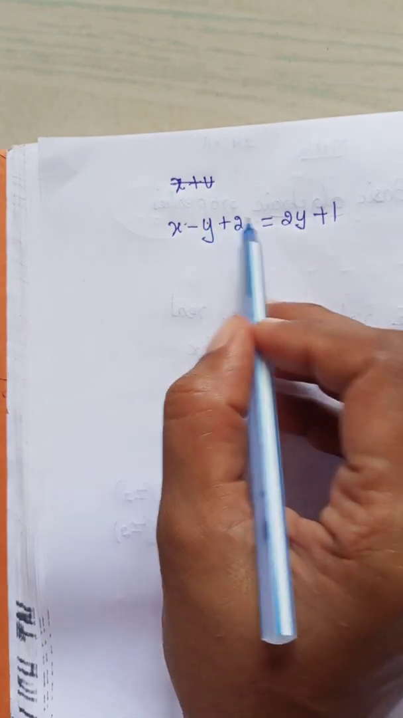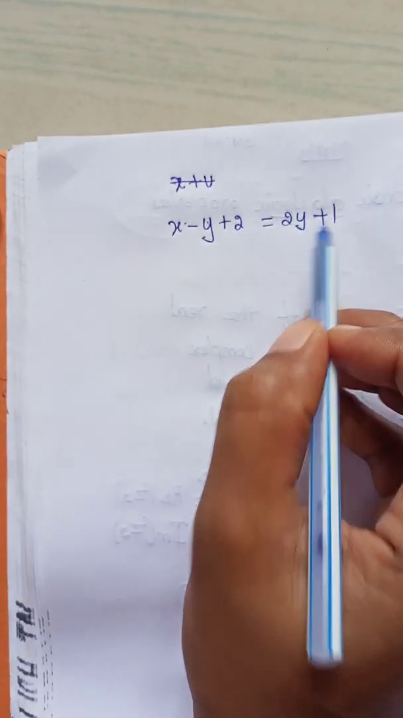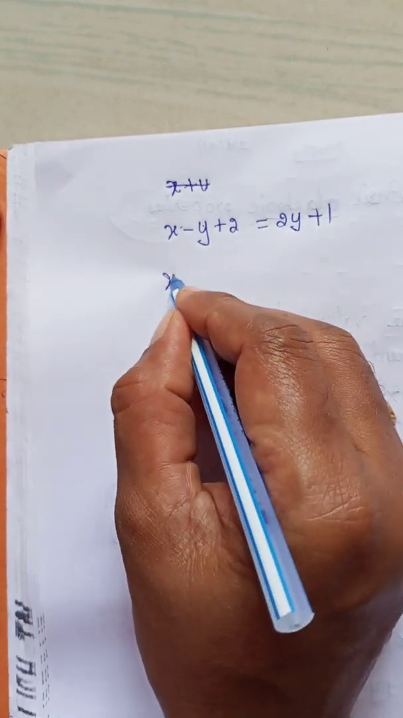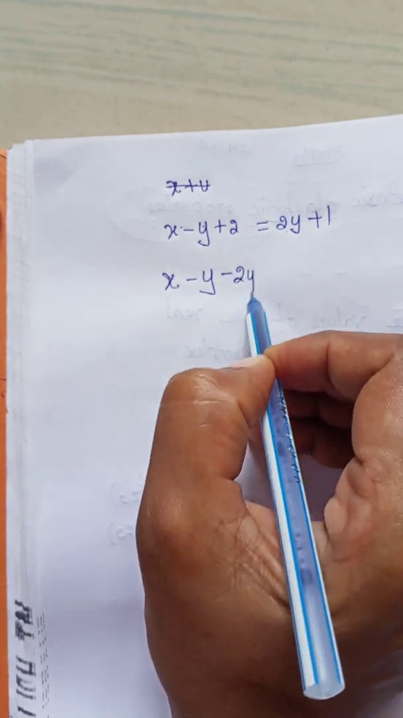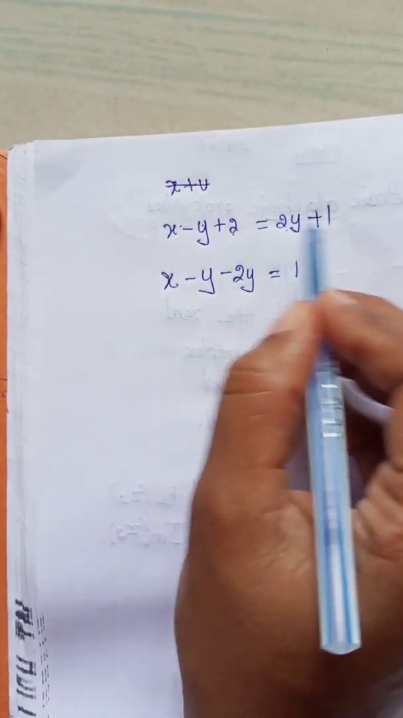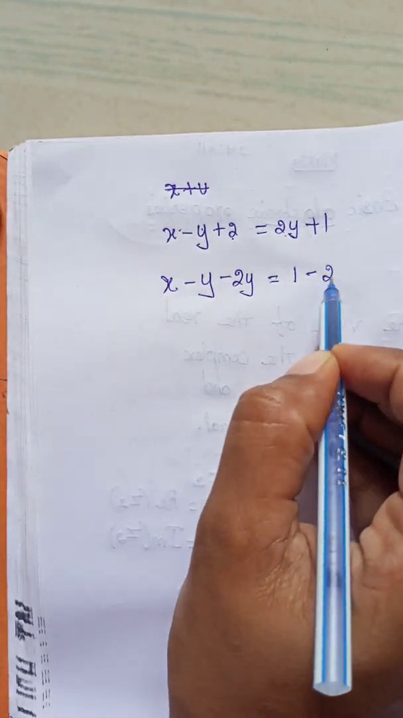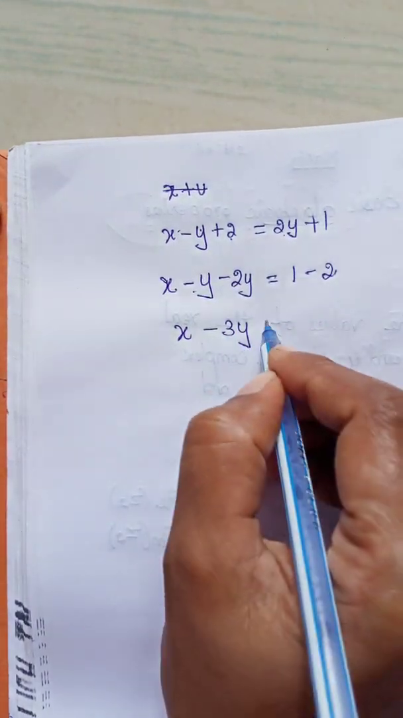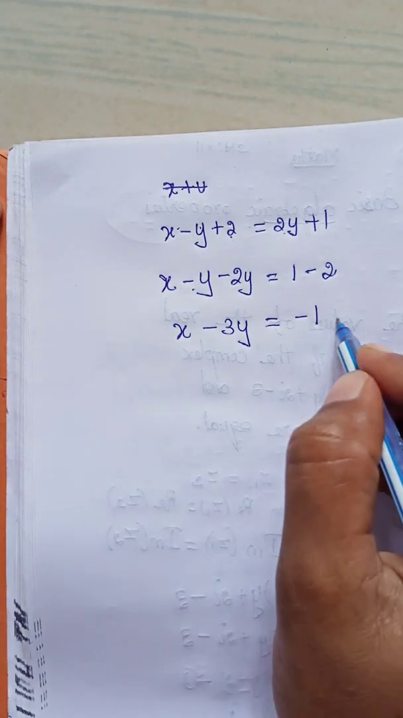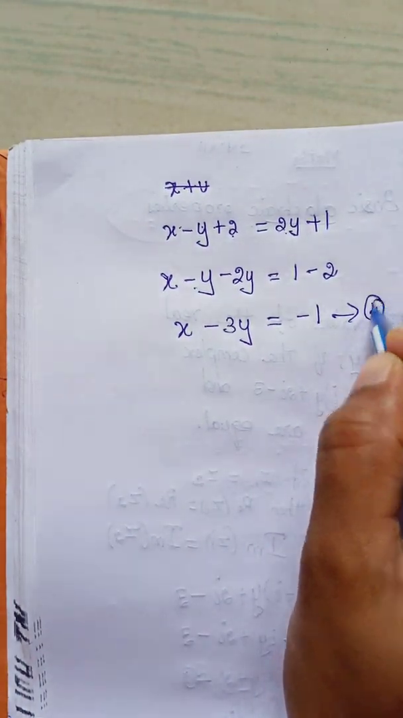Now we can equate the imaginary part. See, x − y + 2 is equal to 2y + 1. This also we can simplify. x − y, bring the 2y here, −2y, is equal to 1, and 2 when it comes to the next side becomes −2. So, we get x − 3y is equal to −1. This is the next equation, equation number 4.